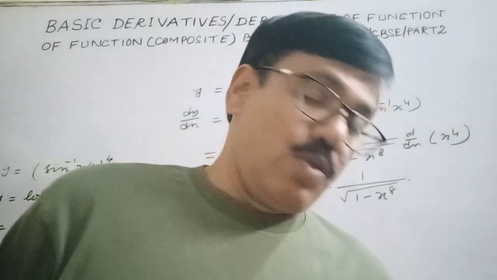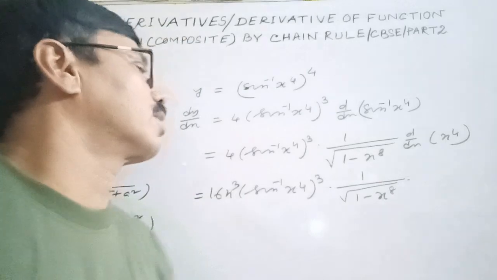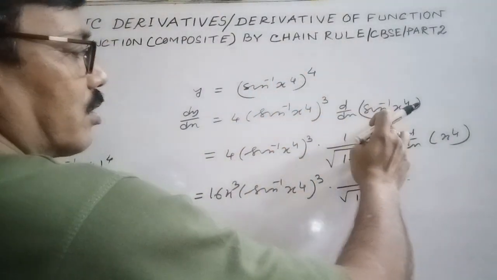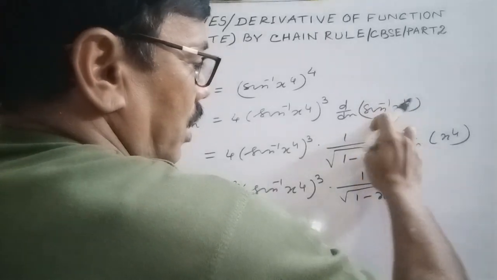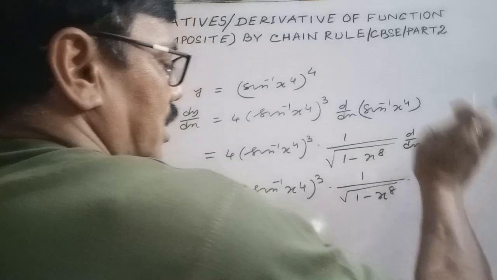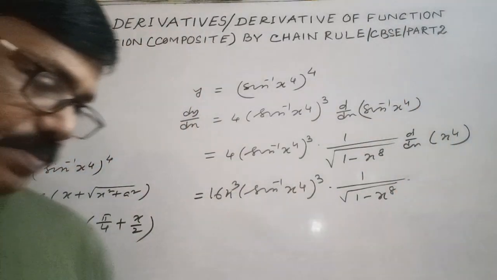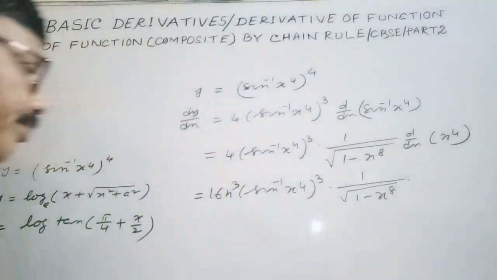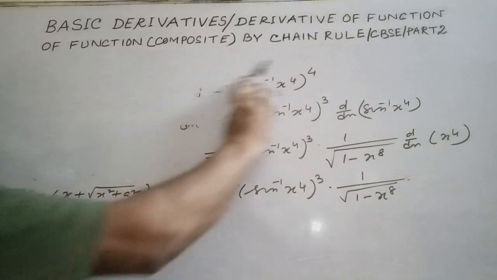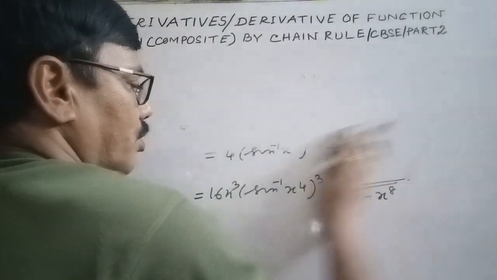So the rule is, you identify the main function, x to the power n, then d dx. Here the main function is sine inverse, so the derivative of sine inverse. Here the argument is x to the power 4. Next, problem number 6.